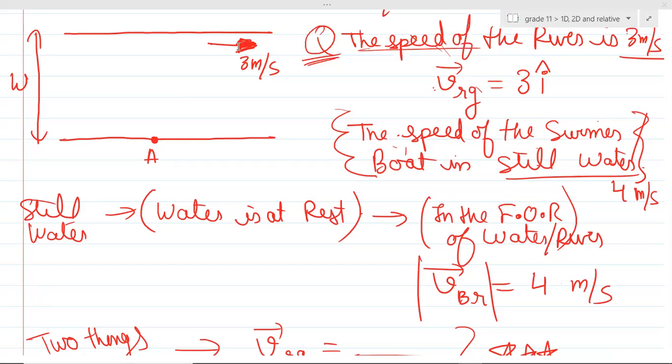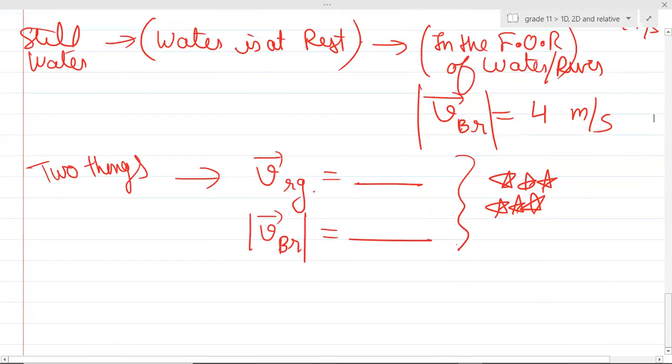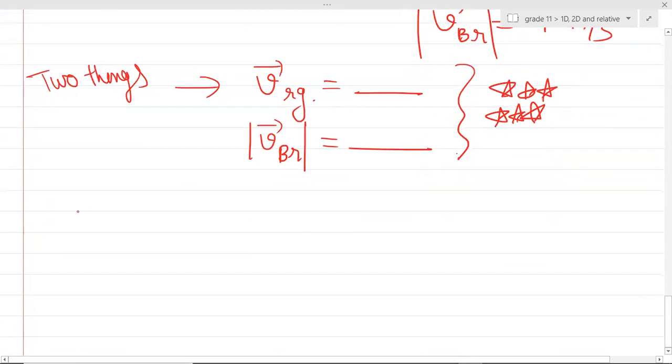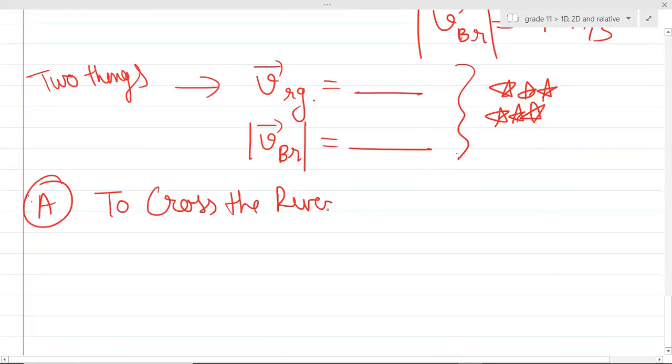So let's begin. Everyone done, right? So once you have these two things, the problem will be either to cross the river. The first part is to cross the river in minimum time.